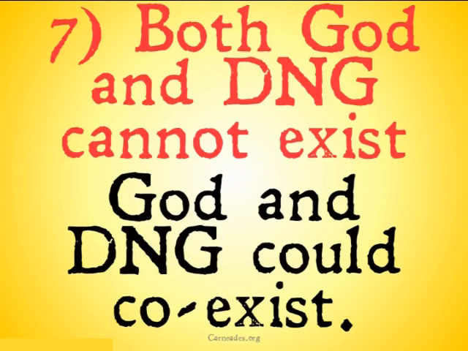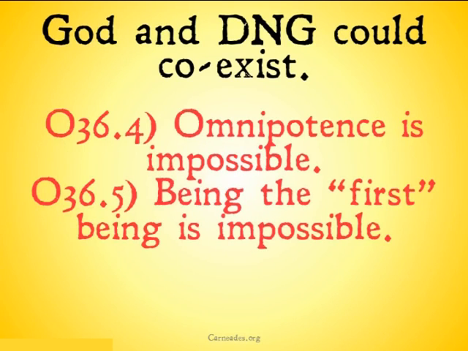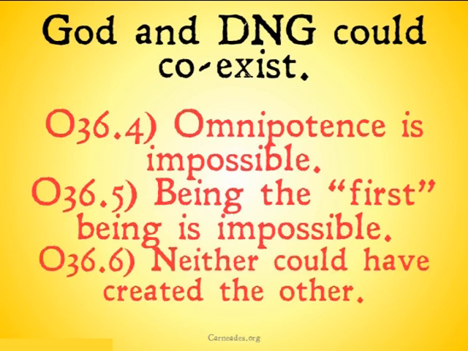To object to this, we would say God and DNG could coexist. Well, omnipotence doesn't really seem to be possible. Even if DNG does not, as a fact of the matter, do anything, that doesn't seem to mean that he couldn't do anything. So I'm still confused, 36.4, what is omnipotence? 36.5, being the first being seems to be impossible, and neither of them could have created the other because they both existed for all time, and so it seems a lot of their properties that they would have to be the most powerful being or the maximally great being don't seem to really apply or don't seem to be able to be properties that they have.